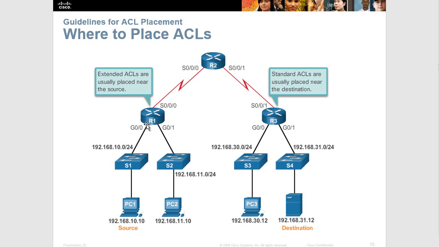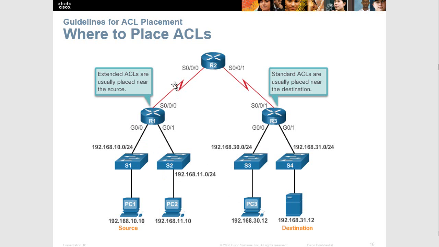I can do an inbound access control list on G0/0 saying any traffic with a source IP address from this network and a destination IP address to this network, I'm going to deny. Okay, that's what I'm going to do. So I can place that right here. I've done my job. Anything headed for this network is not going to make it.